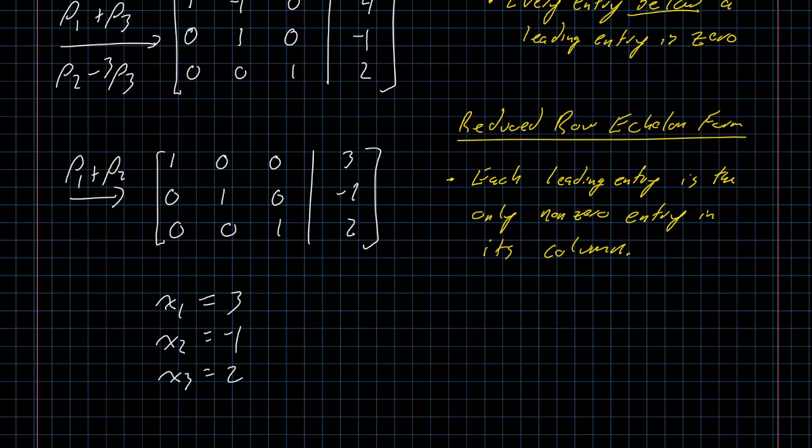And in fact, the right-hand column where the constant vector was originally, when we get to reduced row echelon form, if there is a unique solution to the system, that column will give us the solution vector.